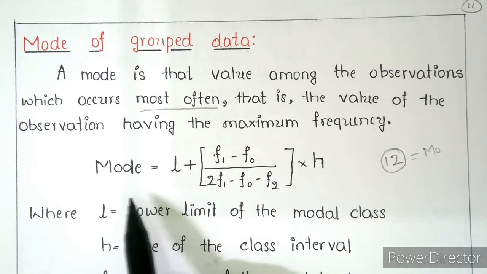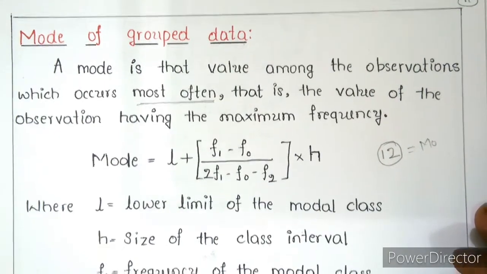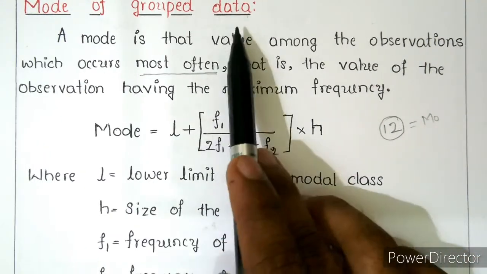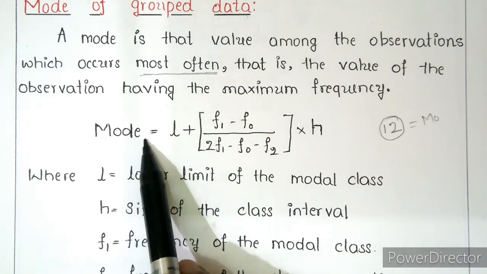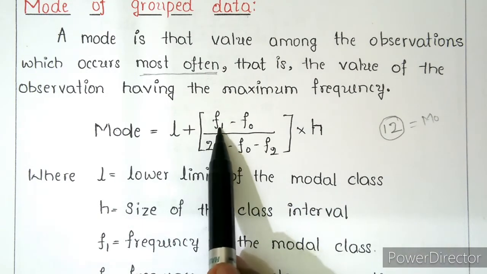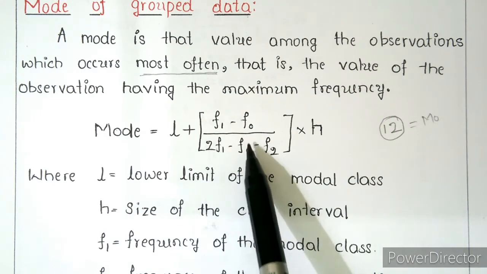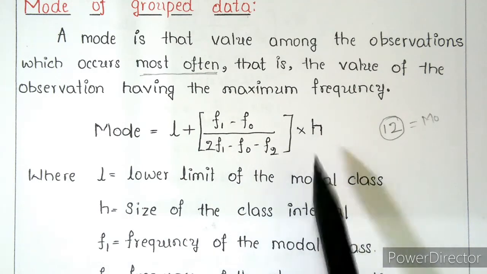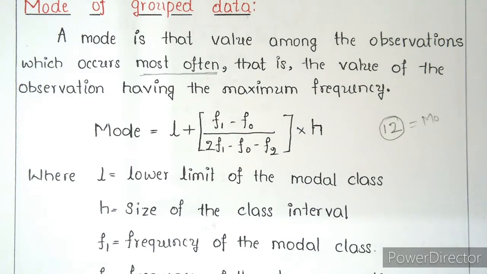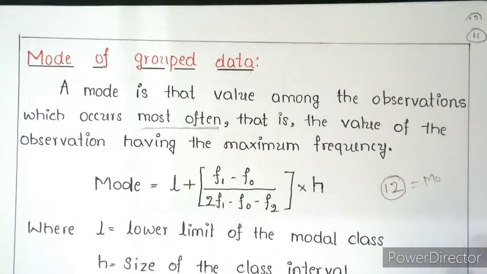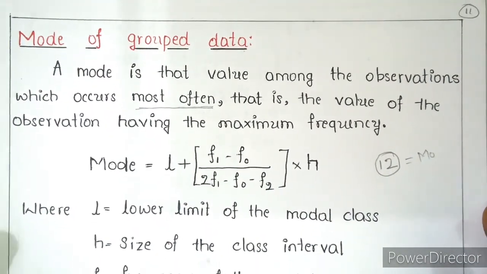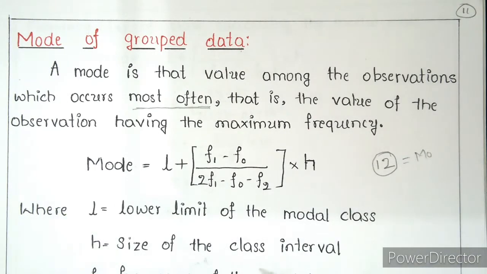Okay, so now the formula for mode. For grouped data, you have the class interval. So mode equals L plus (F1 minus F0) divided by (2F1 minus F0 minus F2), into H. This is the formula for the mode of grouped data. In the 9th standard you study mode of ungrouped data, not grouped data.